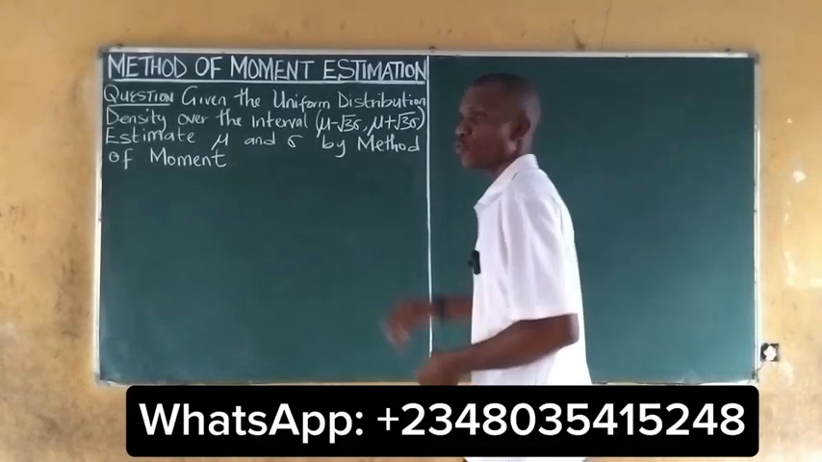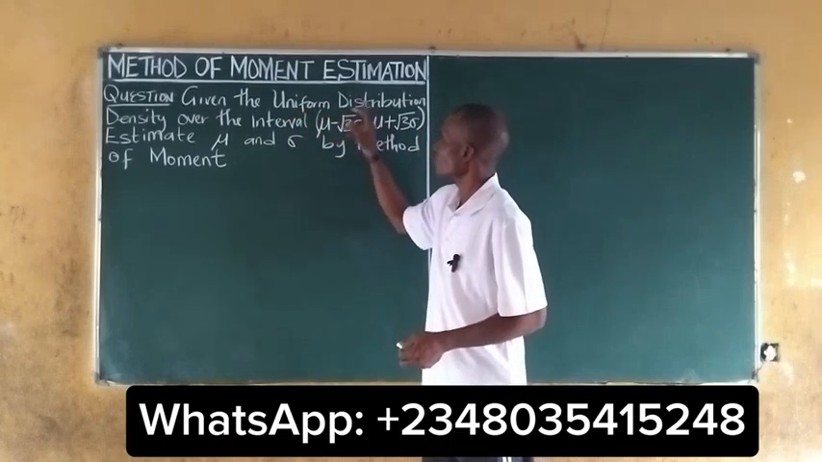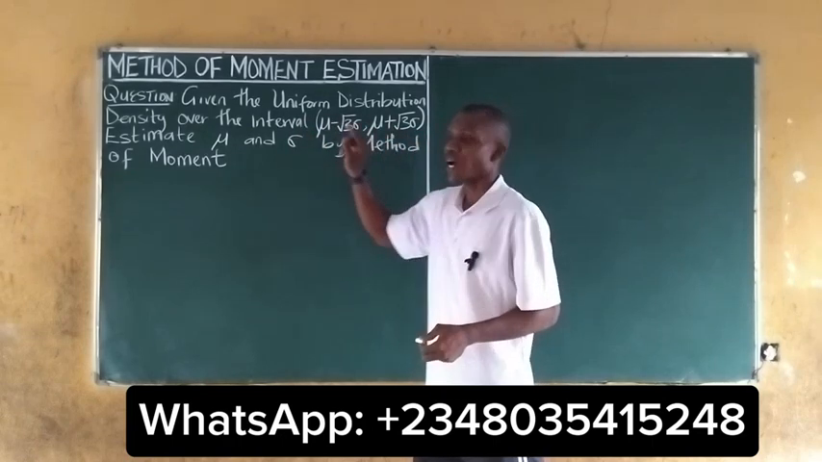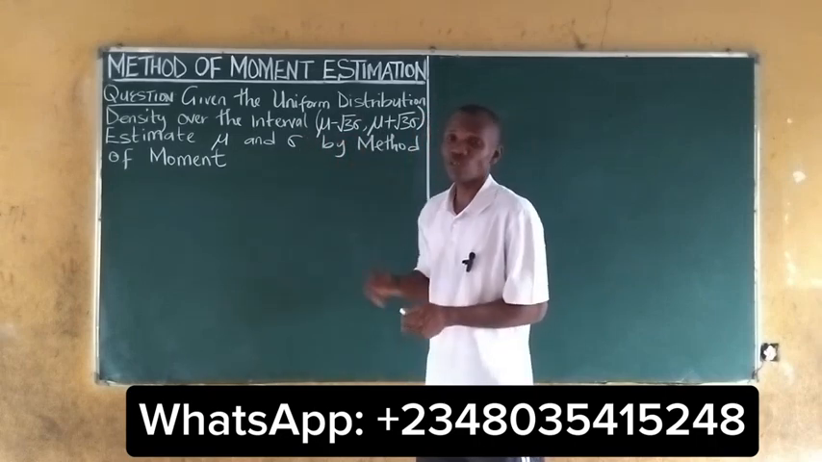In this video, we'll be solving a question on method of moments. We have the uniform distribution given over an interval. This is the interval. And we are asked to estimate mu and sigma by method of moments.